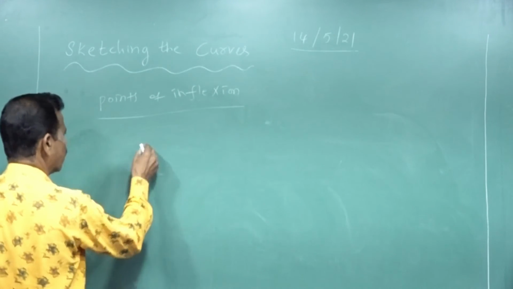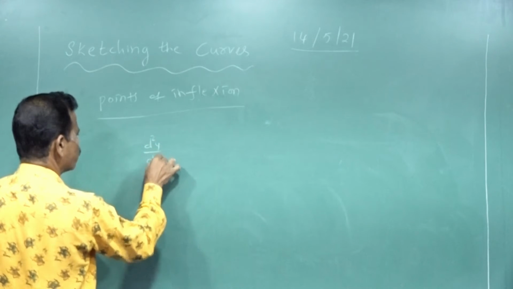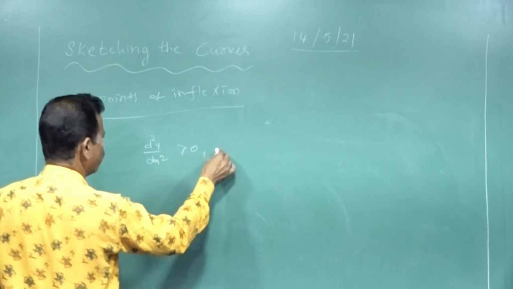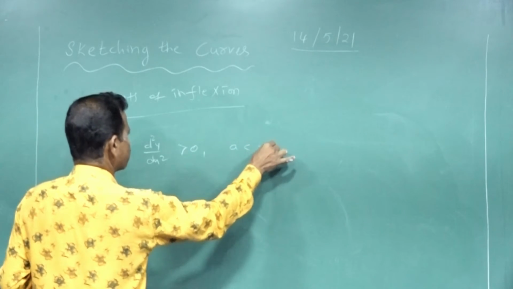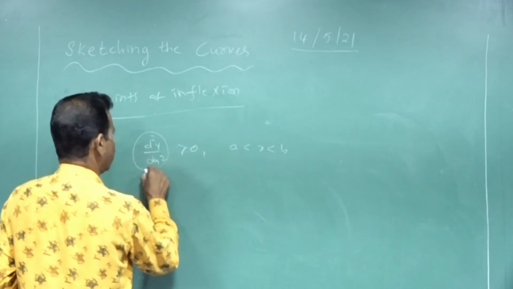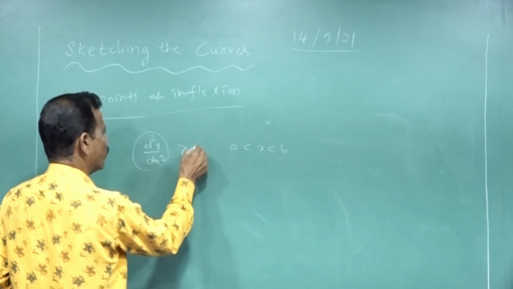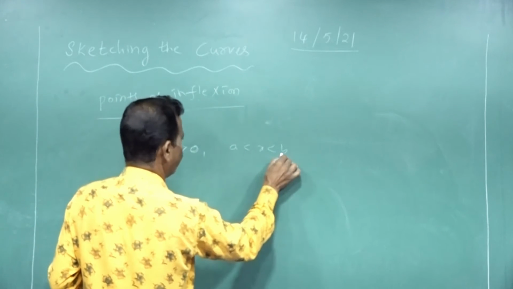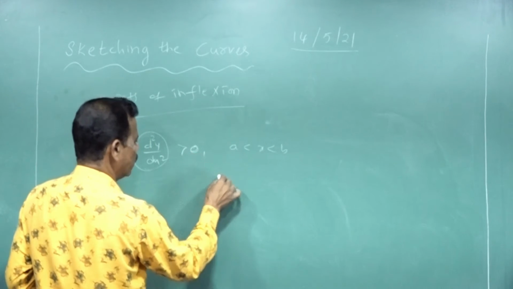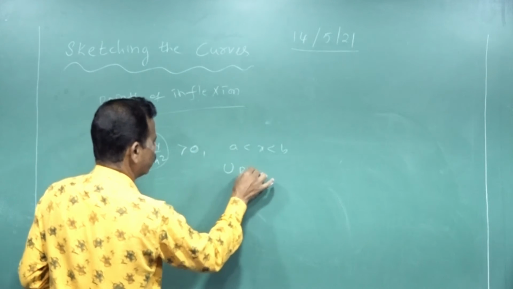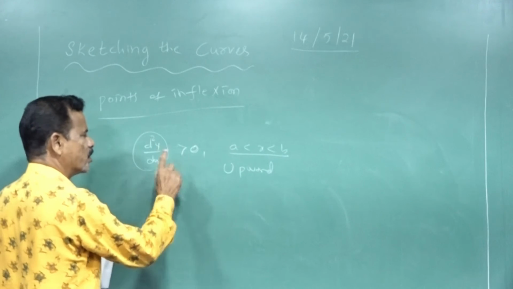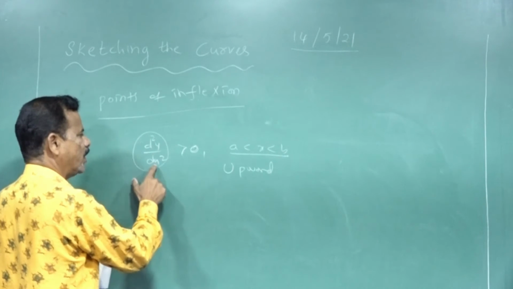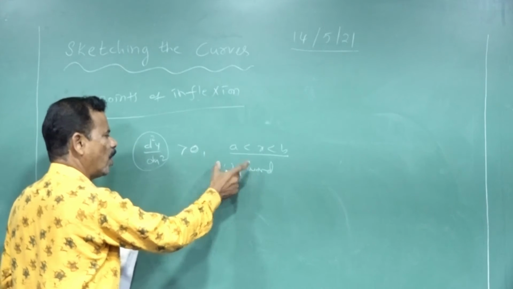In the second derivative, d square y by dx square is greater than 0 in some interval a to b. This means the concavity is upward in this interval. When d square y by dx square is greater than 0, the curve is concave upward.